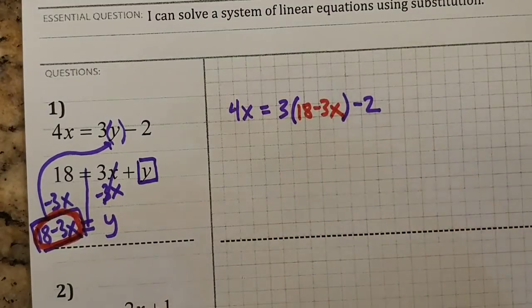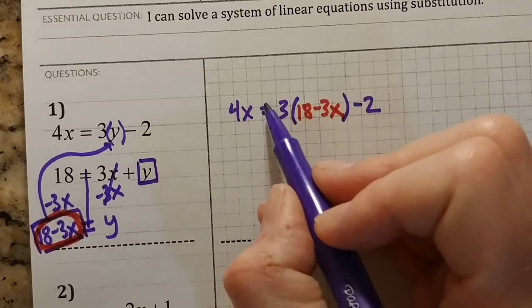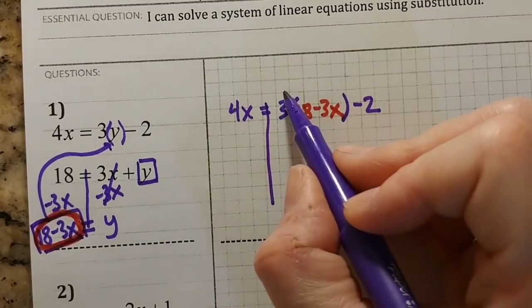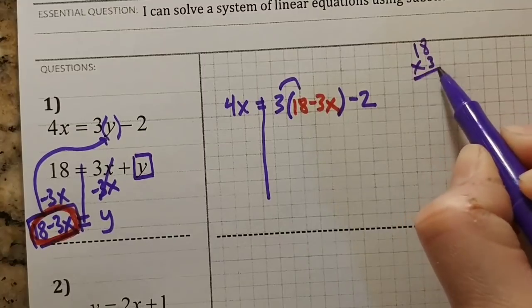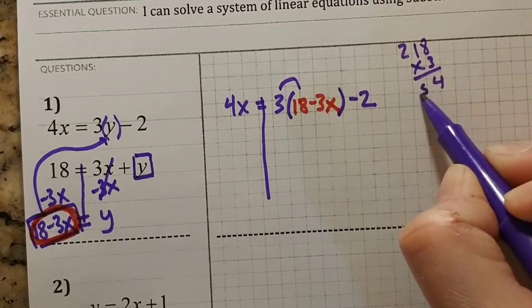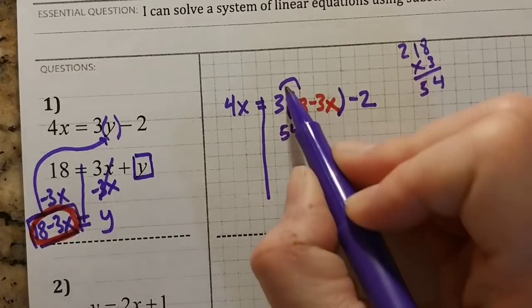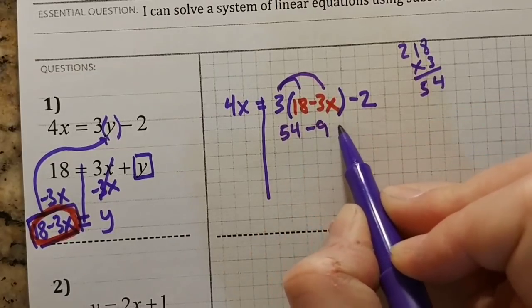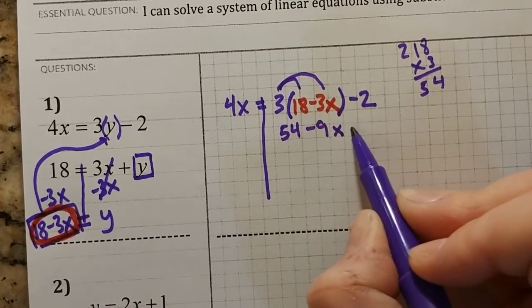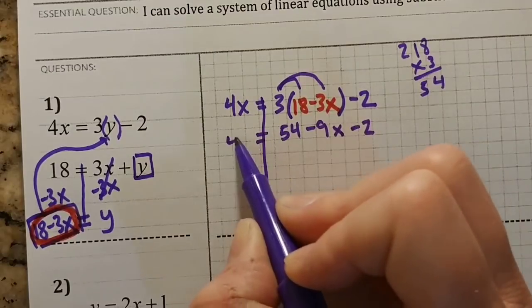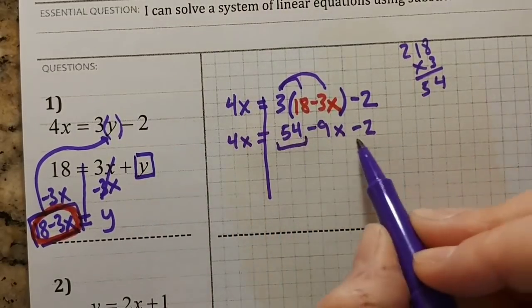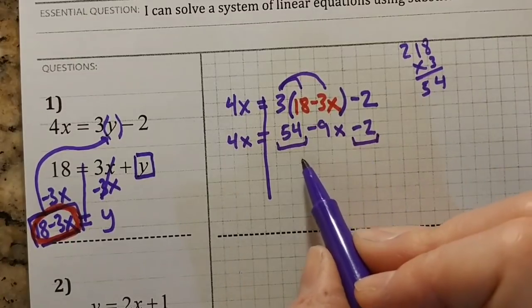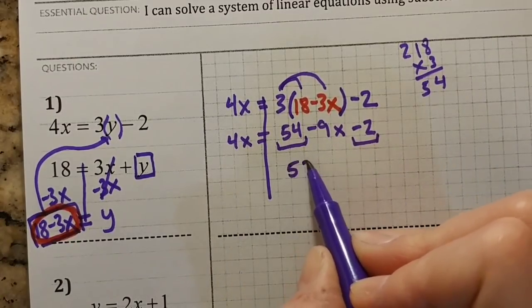So now you'll notice that I have an equation with just one variable, an x. So now I can solve. 3 times 18, 54, minus 9x, then I'm just going to drop the 2. Okay, so now on this side it looks like I can combine like terms. 54 minus 2 is 52.